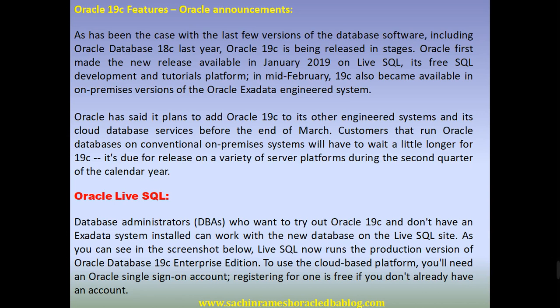Oracle hasn't come up with an announcement, as has been the case with the last three versions of the database software, including Oracle Database 18c last year. Oracle 19c has been released in stages. Oracle first made the new release available in January 2019 on Live SQL, its free SQL development and tutorial platform. In mid-February, 19c also became available on the on-premises version of the Oracle Exadata engineered system.